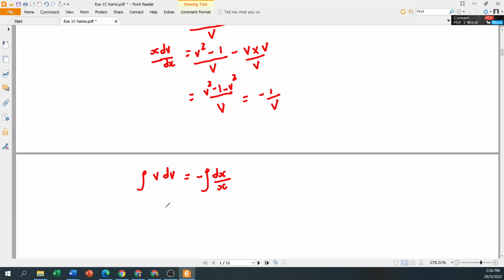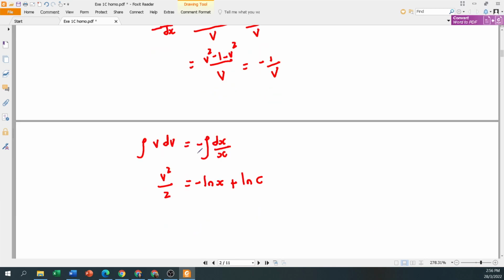So integrate v, you have v squared over 2. Integrate negative 1 over x is negative ln x. I can put plus ln c. C or ln c doesn't matter because it's still a constant. And then ln c minus ln x will become ln c over x.